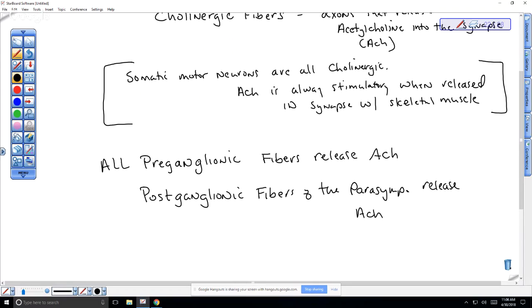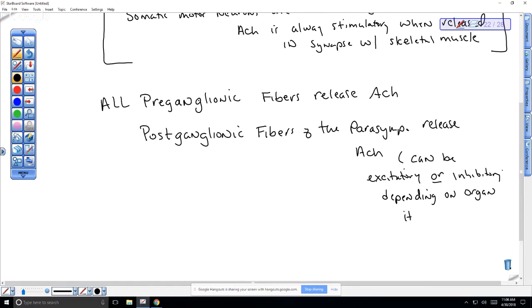Okay, so I'll put can be excitatory or inhibitory, depending upon the organ it innervates. So innervation is just where the fibers connect.